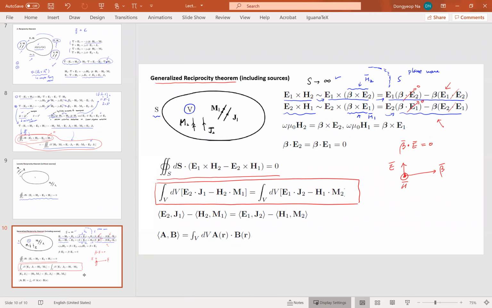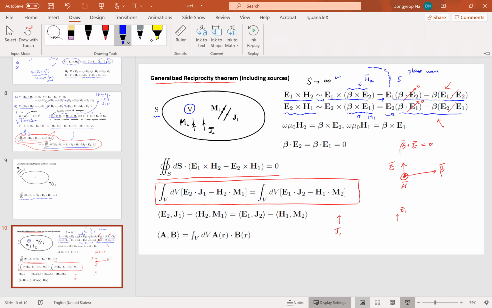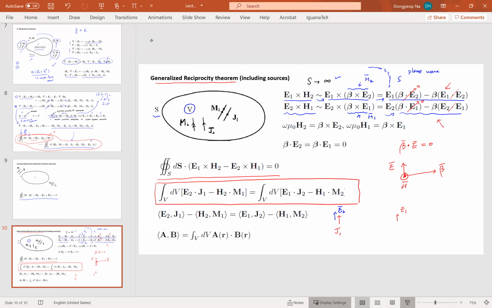Actually, it is hard to find some physical intuition from this equation, unlike the complex Poynting vector theorem. But it is very useful for practical situations. For example, let's say this is the first one. Also, I'm gonna assume that the magnetic current is zero. Then let's say the source one generates an electric field here. And then by taking just the one experiment, we know the second electric field from the J2 by using this equation.